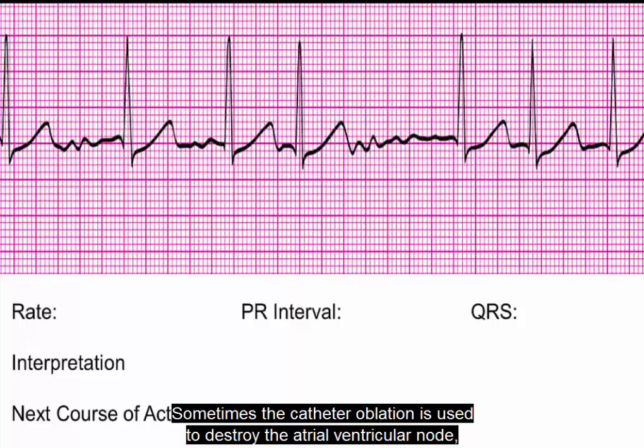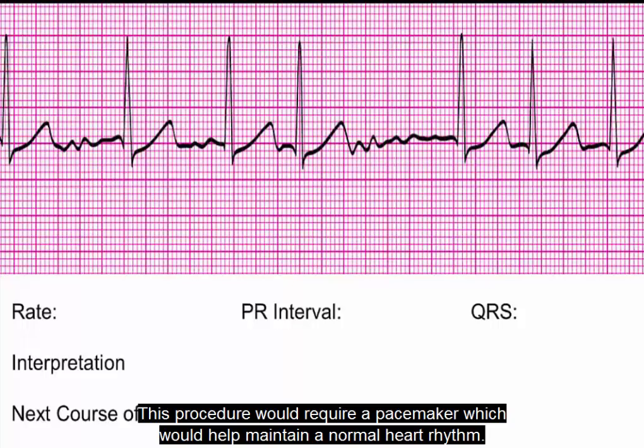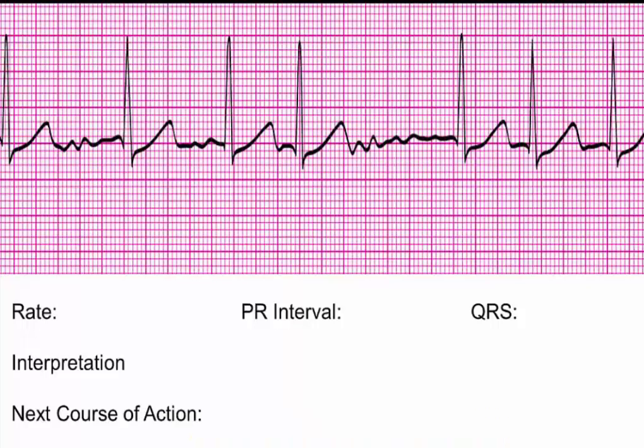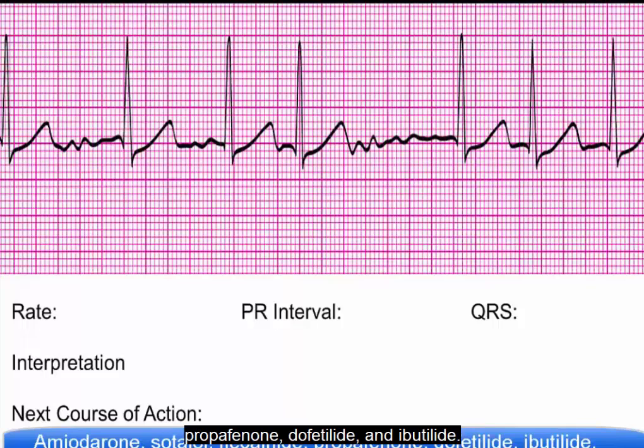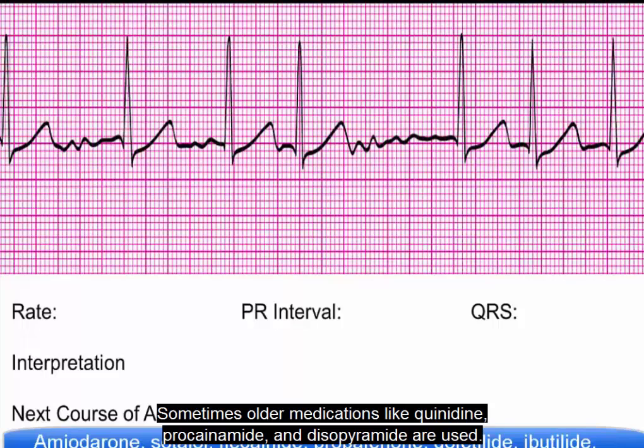Sometimes the catheter ablation is used to destroy the atrioventricular node, and that's where the heart's electrical signals pass from the atria to the ventricles. This procedure would require a pacemaker, which would help maintain a normal heart rhythm. Medications then to control the heart rhythm would be amiodarone, sotalol, flecainide, propafenone, dofetilide, and ibutilide. Sometimes older medications like quinidine, procainamide, and disopyramide are used.